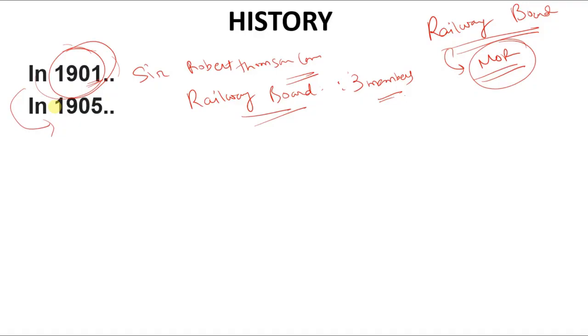The board was placed under the Department of Commerce and Industry of the British Indian government. So this was about 1905. Now let us discuss 1921.